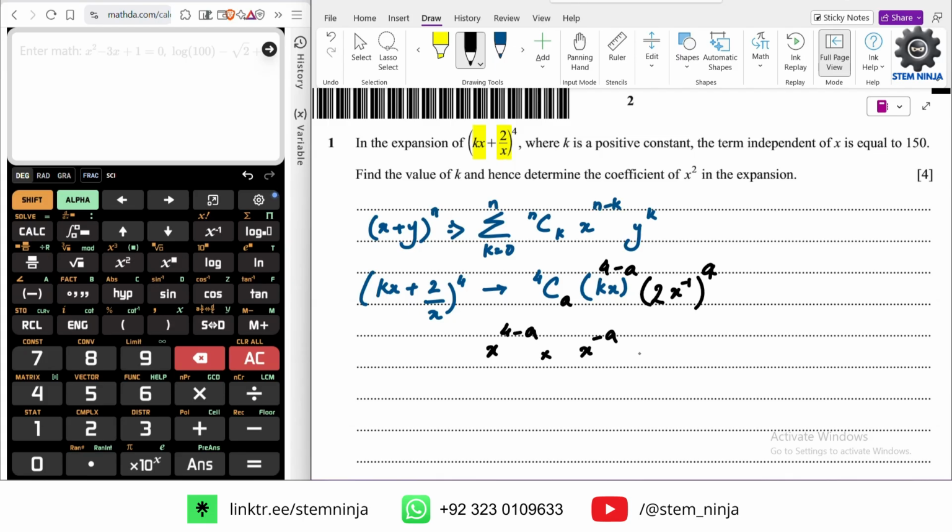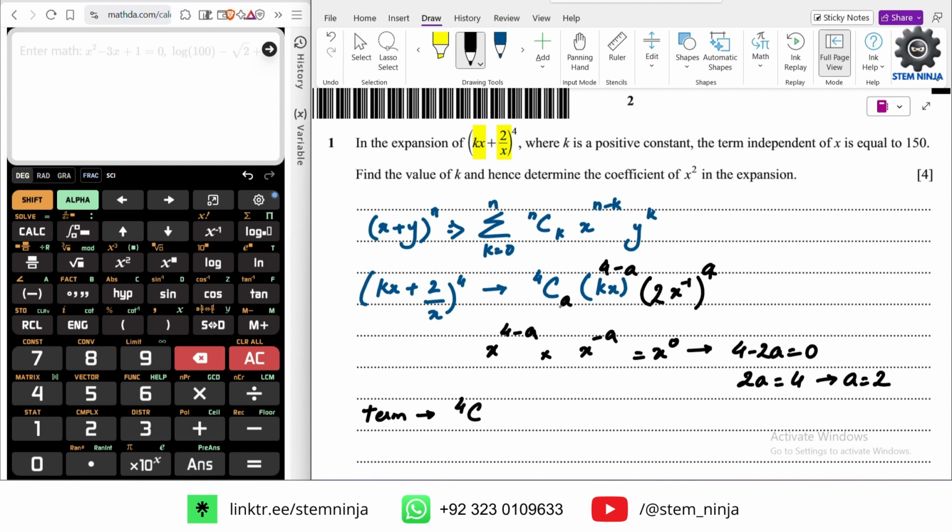So x raised to power 0. The term independent of x would be this way. So if you see, 4 minus 2a equals 0, so 2a is equal to 4, and a is equal to 2.